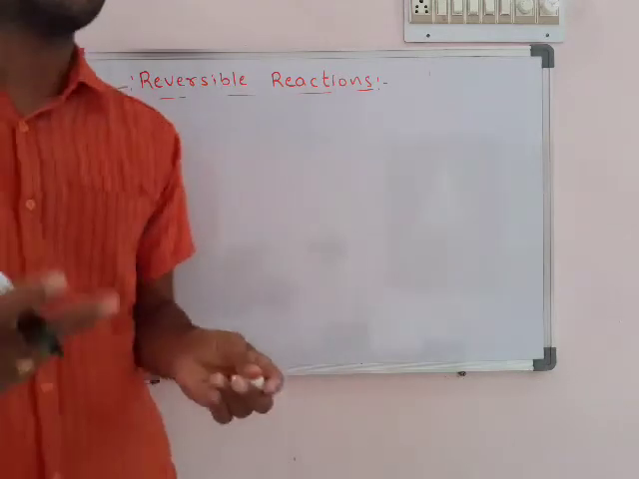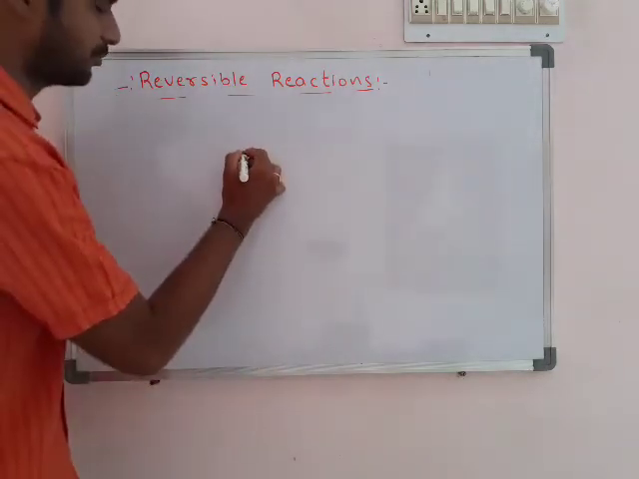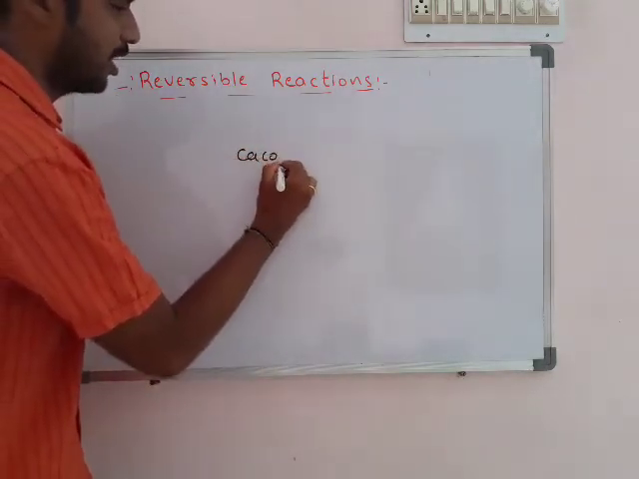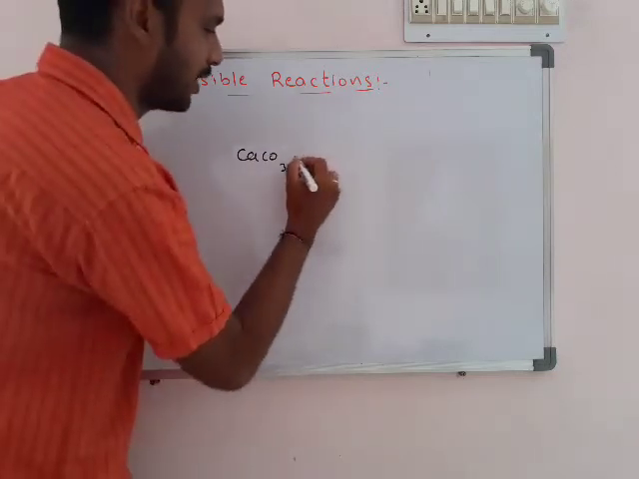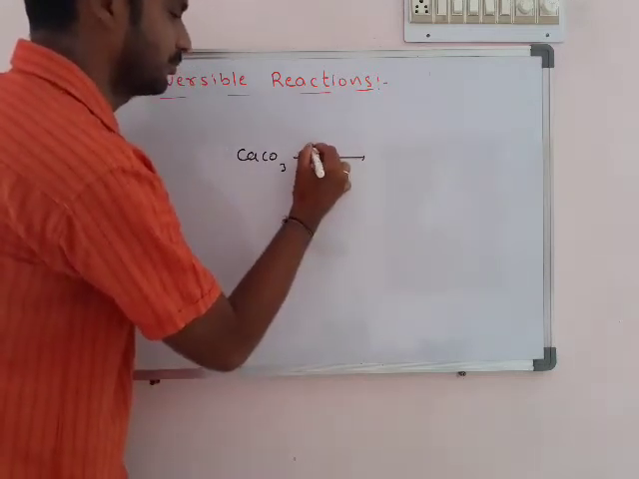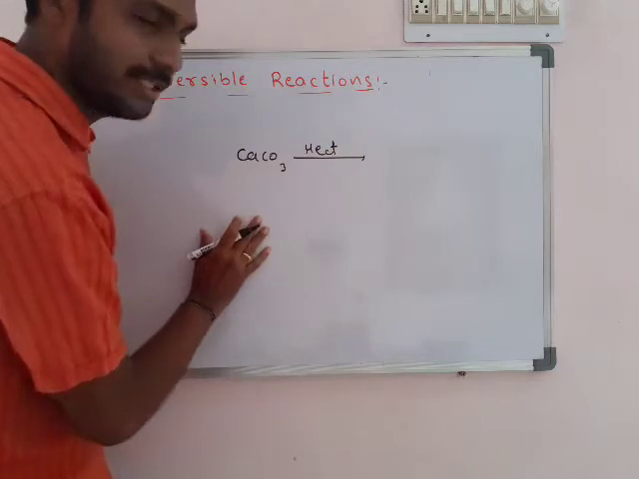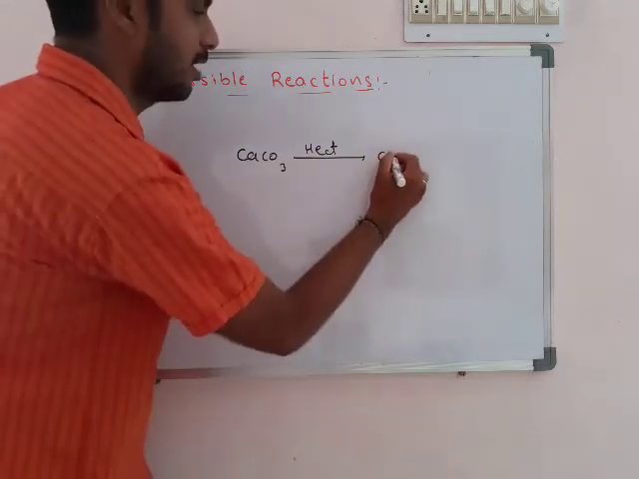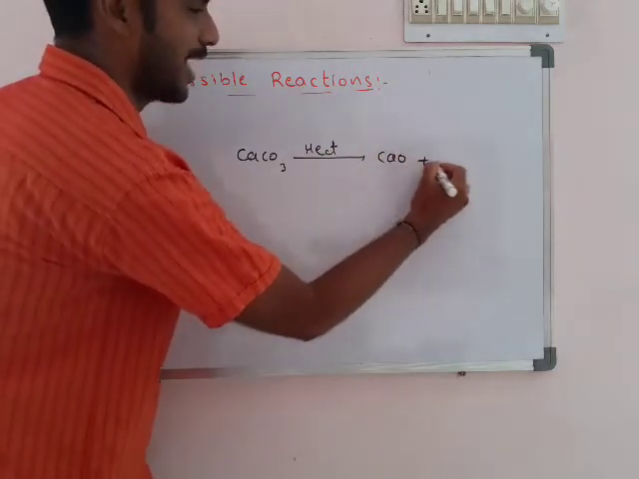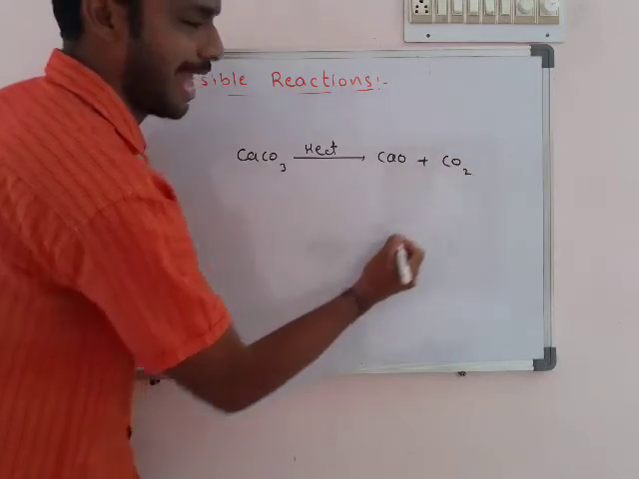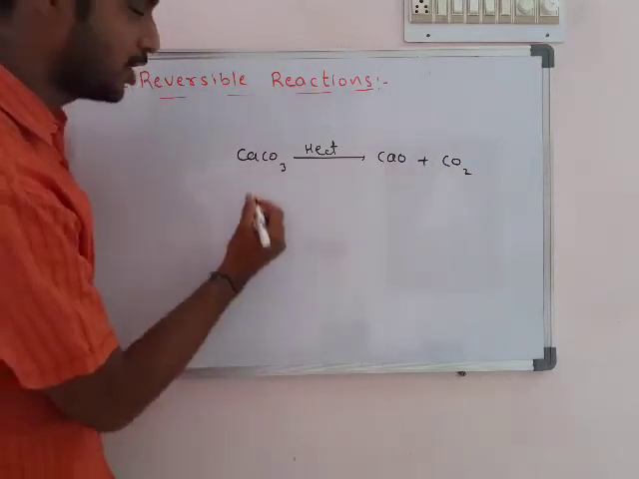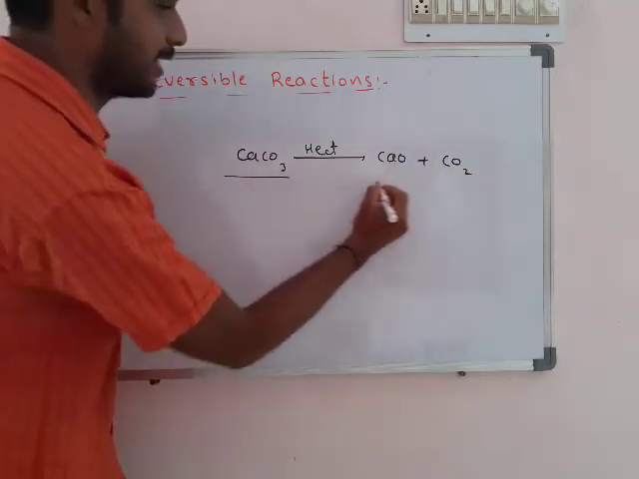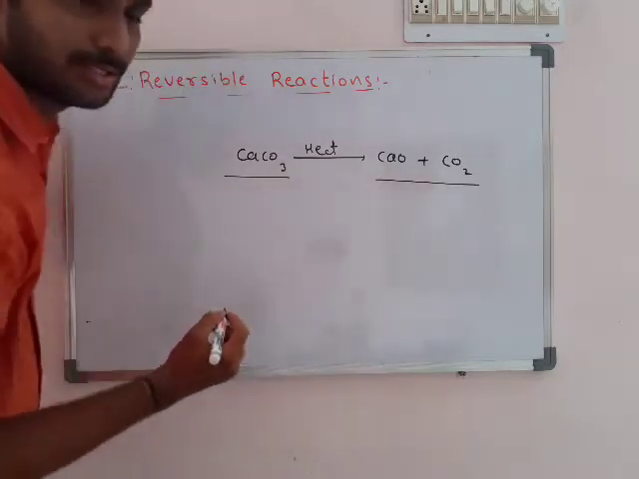Okay, let's see one example. On heating calcium carbonate, we know that there is a formation of calcium oxide and carbon dioxide. So this is the reactant, and these are the products.